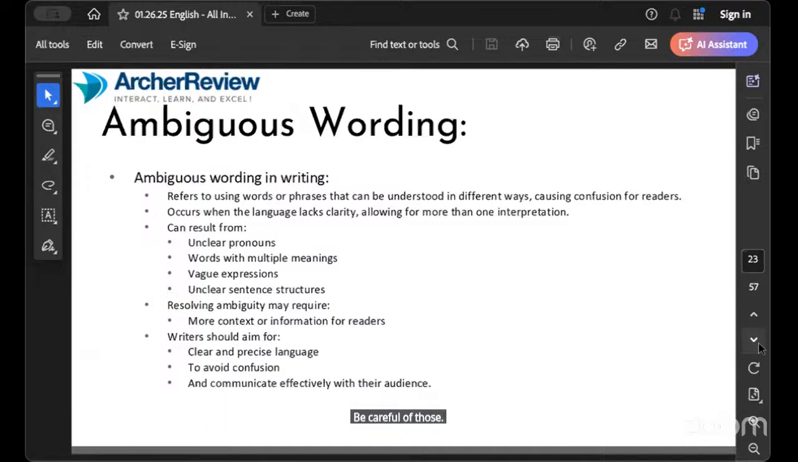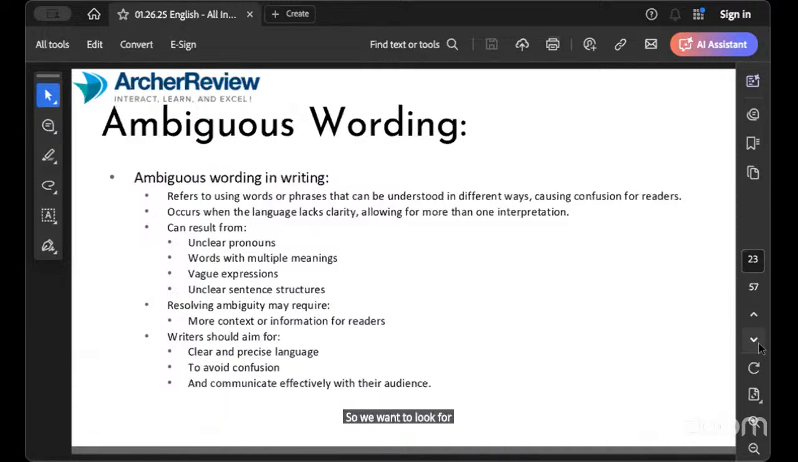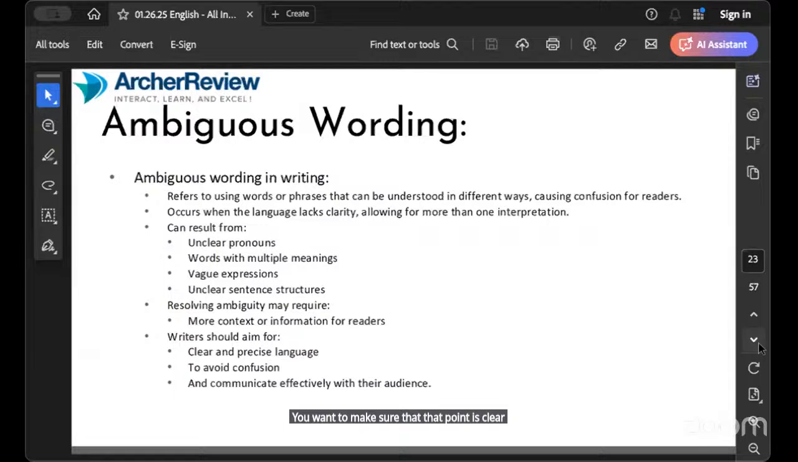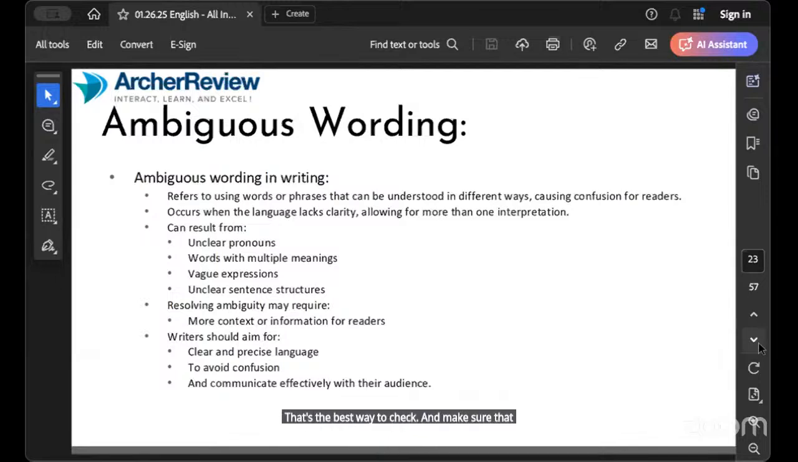A way that you can avoid ambiguity is giving more context or information to the reader. So we want to look for detail-oriented sentences. You do not want to have unclear, imprecise language. You want to make sure that that point is clear and understandable by the reader. And the thing to keep in mind here is that with diction and ambiguous wording, you want to make sure that anybody that walks in off the street would understand what you're saying. That's the best way to check and make sure that you do not have a diction error or ambiguous wording.